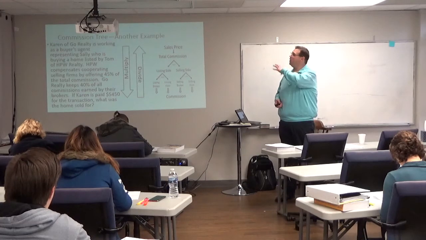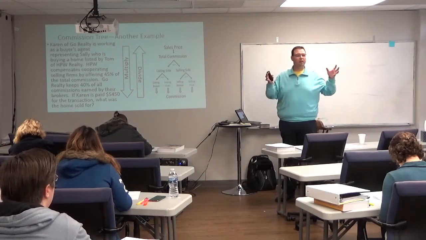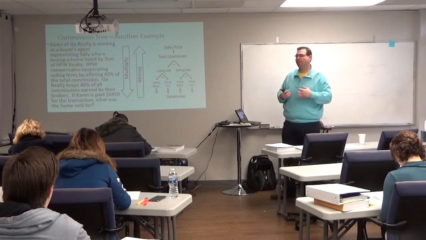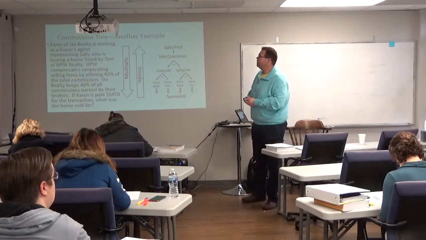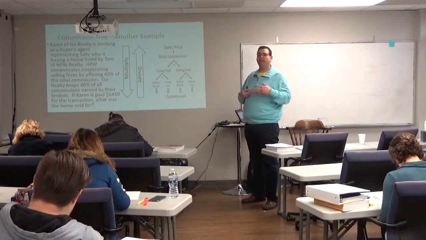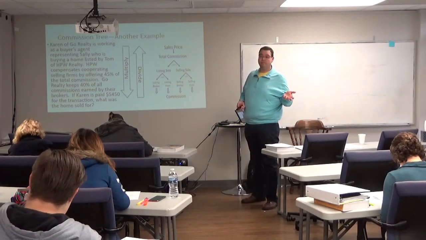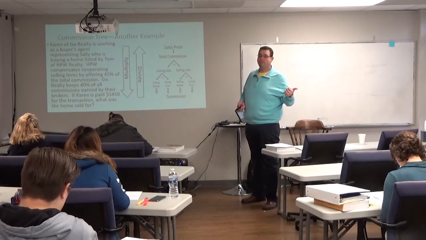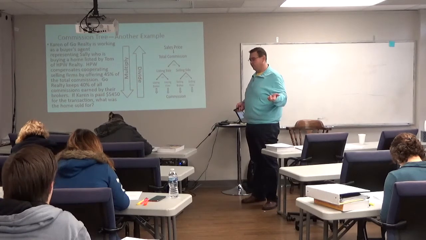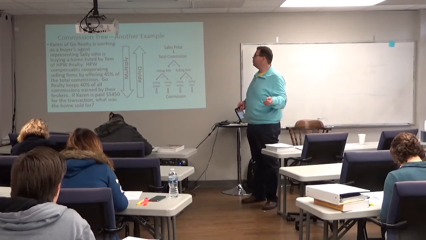Karen of Go Realty is working as a buyer's agent. That means we need to put her on the selling side of the transaction and her firm on the selling side of the transaction. Representing Sally, who's buying a home listed by Tom of HPW. Again, do we need to put that in the chart? Tom is the listing broker, and HPW is the listing firm, right? So we're filling it in.